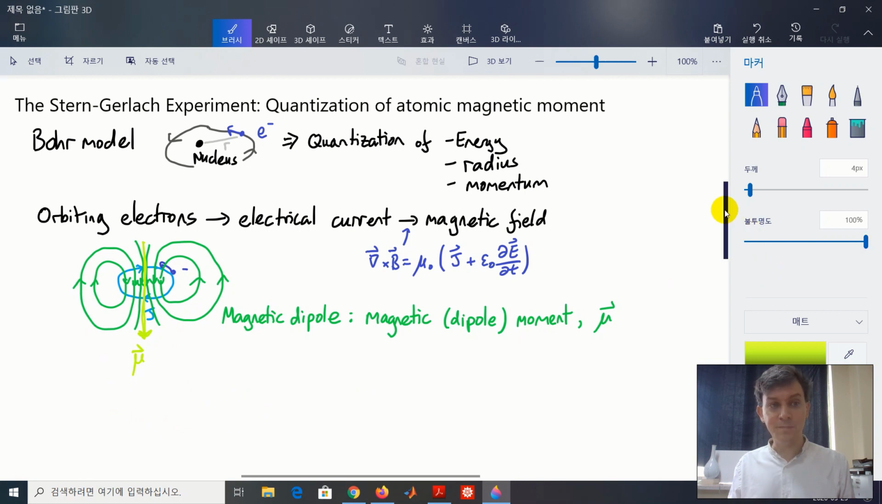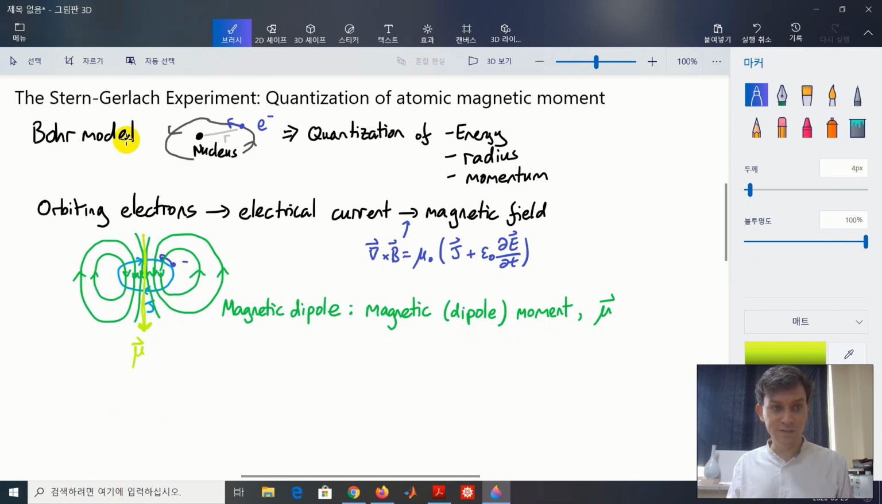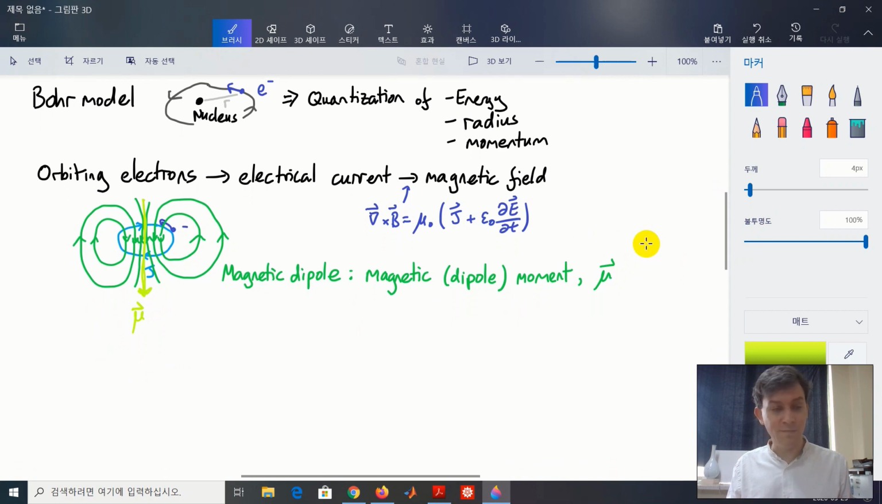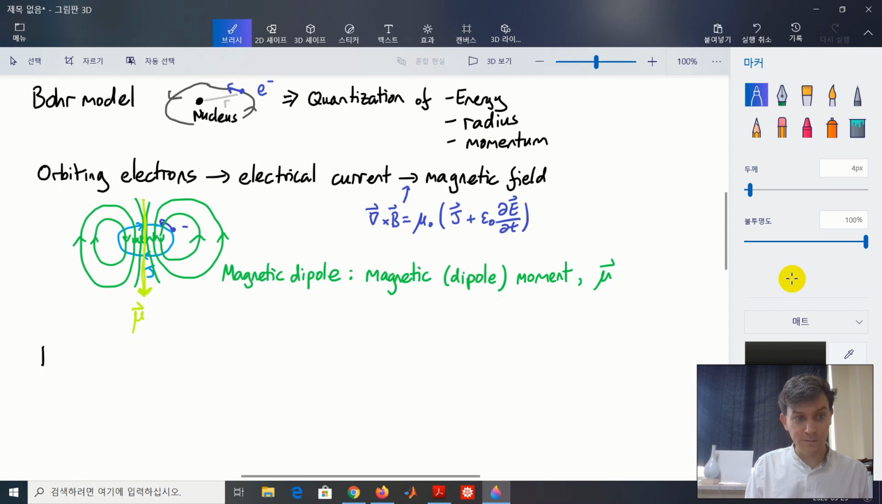So what the Stern-Gerlach experiment wanted to test is if these magnetic moments were also quantized. It was tested using a magnetic field, because if you have a magnetic moment and you put it into an external magnetic field, then you get forces generated. So: forces on a magnetic moment in a magnetic field.